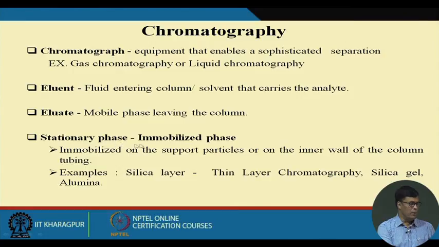The stationary phase is the immobilized phase, immobilized on support particles or on the inner wall of the column tubing. For example, we have silica layer, thin layer chromatography, then we have silica gel, alumina, like this. We have different types of packing material we use in the column.